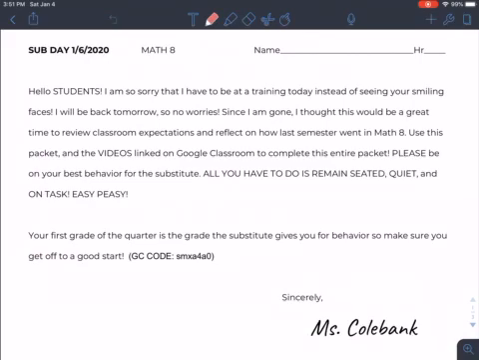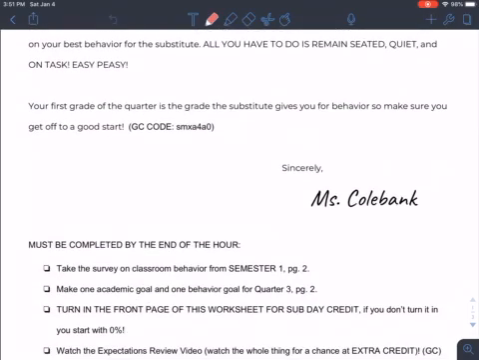Please be on your best behavior for the substitute. All you have to do is remain seated, quiet, and on task, so that should not be too hard, right? Your first grade of the quarter is the grade the substitute gives you for behavior, so make sure you get off to a good start. The Google Classroom code is on there, and if you're watching this video, I'm assuming you found it. There is going to be some hidden extra credit in these videos, so make sure you watch every single thing, because there's going to be not only points, but extra credit opportunities.